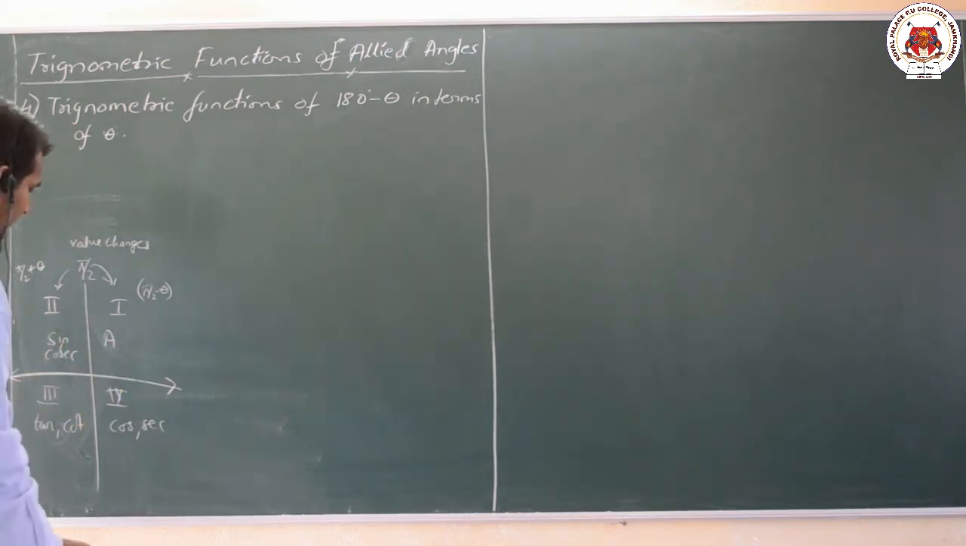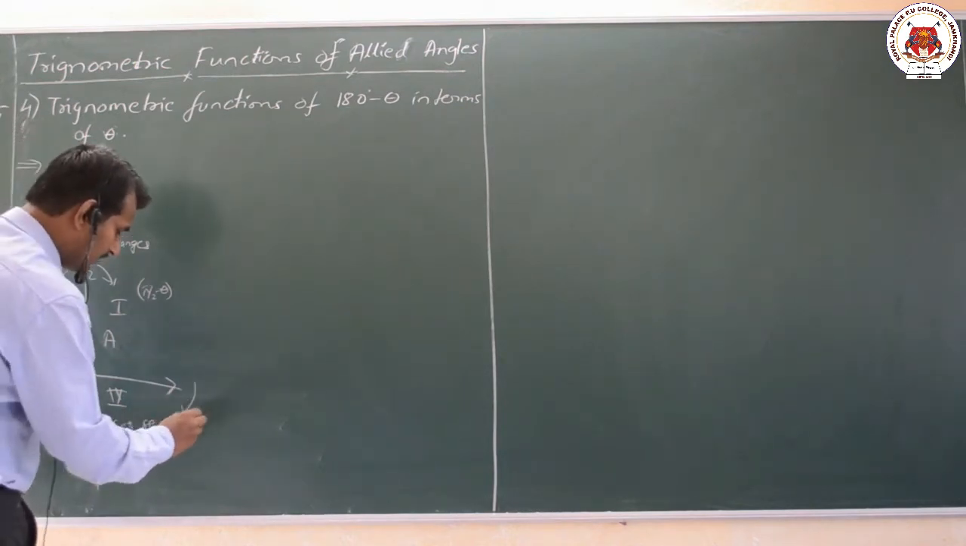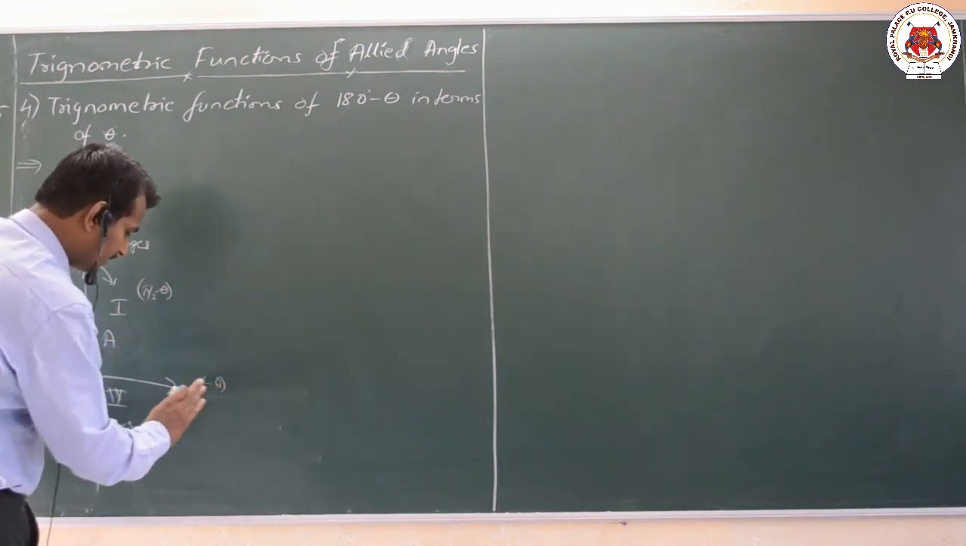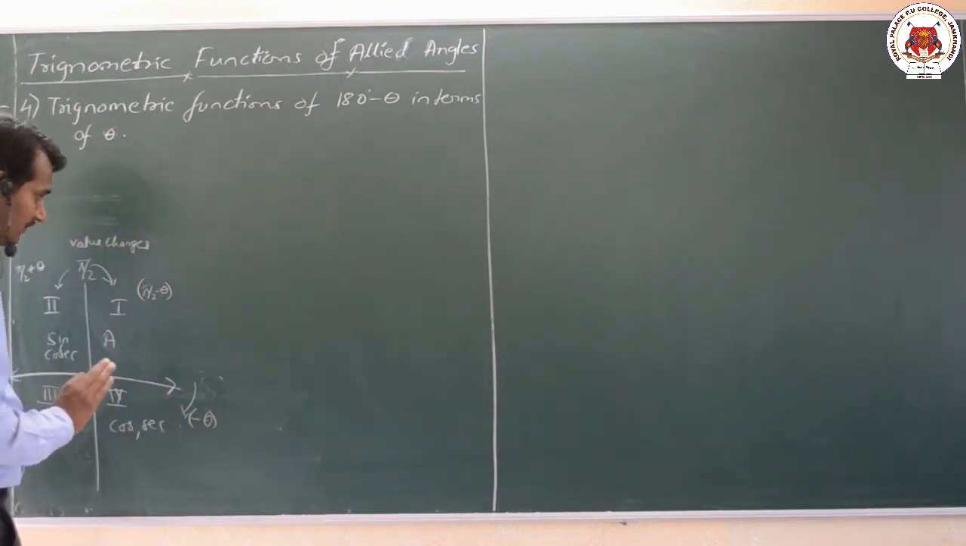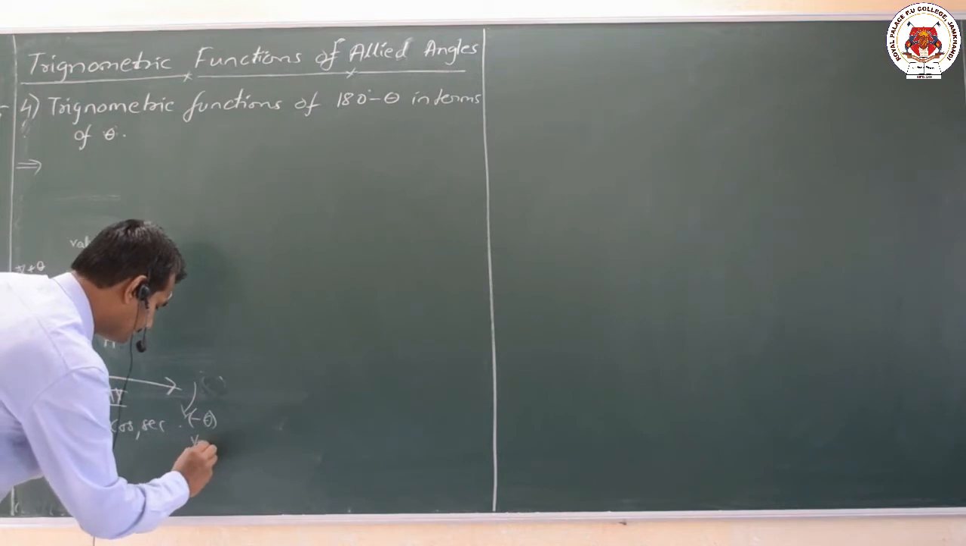Okay, similarly cot of minus theta: minus theta comes in the fourth quadrant. In the fourth quadrant the value remains the same.